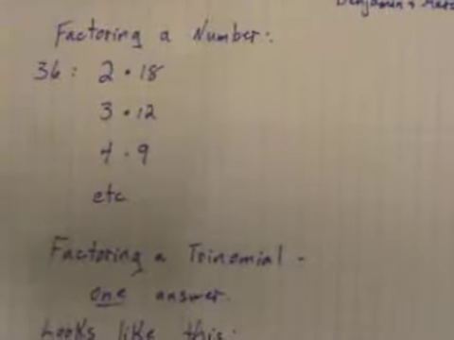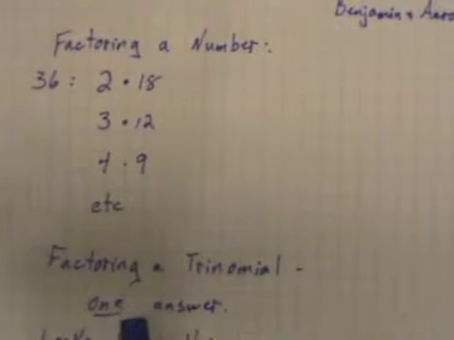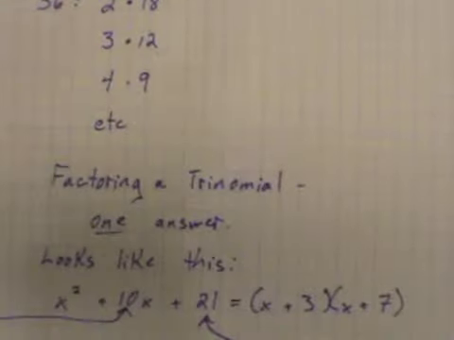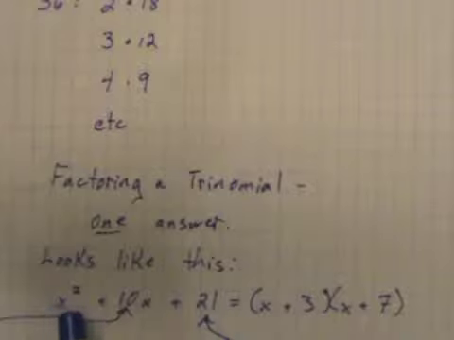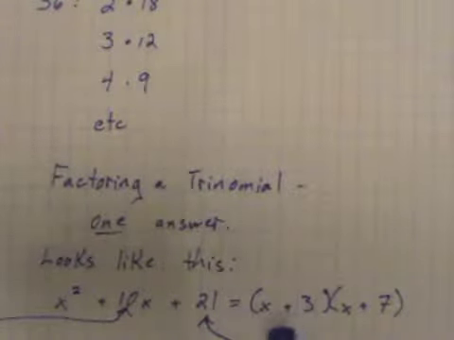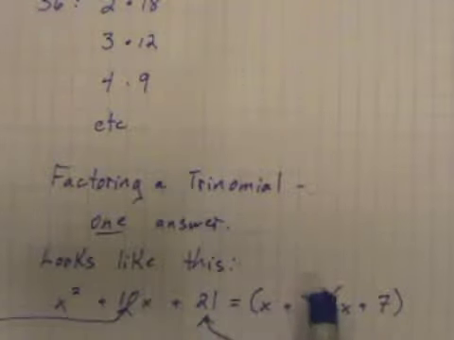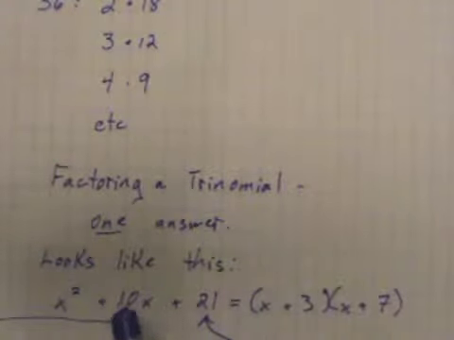We are going to start factoring a trinomial. And when you do that, there is only one answer. It looks a little bit like this. X squared plus 10x plus 21 factors into x plus 3 times x plus 7. Why? Well, because if I multiply this out, I end up with that. This is the factored form of this.